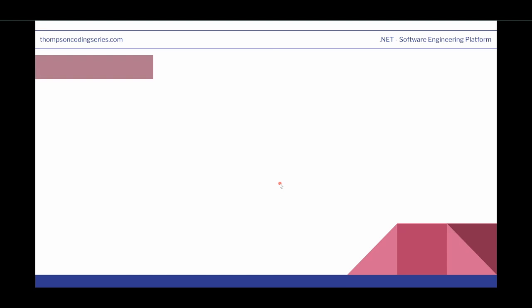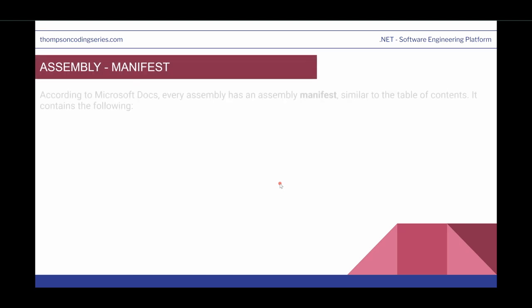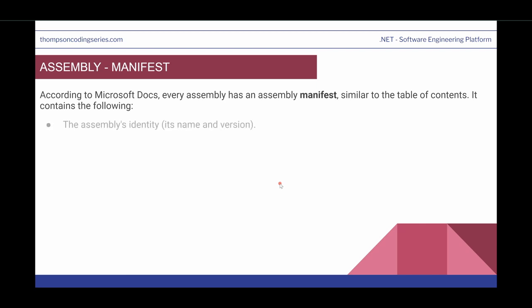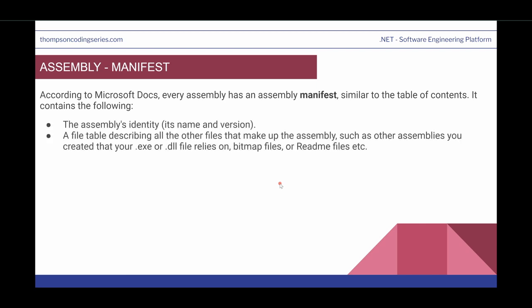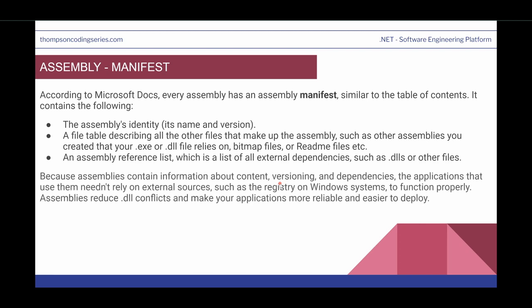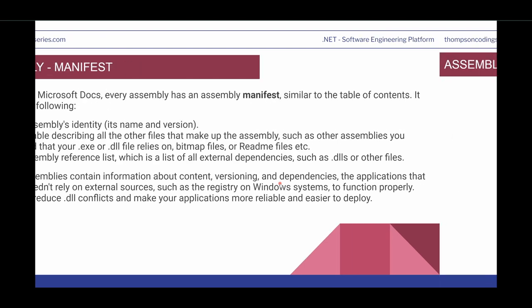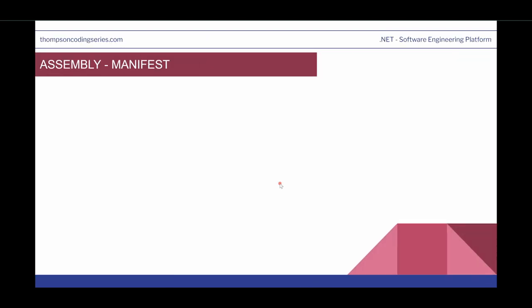So the next thing we are going to talk about is the assembly manifest. Every assembly has a manifest. An assembly manifest is like a table of contents that contains information and definitions about the assembly. It contains the identity information of the assembly, the name and version of the assembly, and the reference list of the assembly. So it can contain information about all the assemblies referenced by that particular assembly.